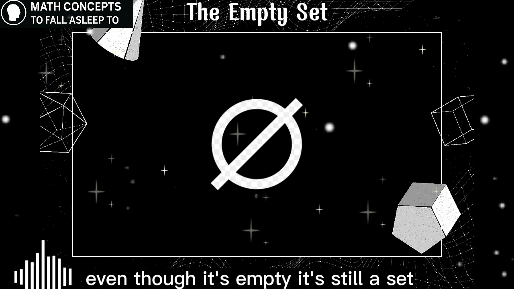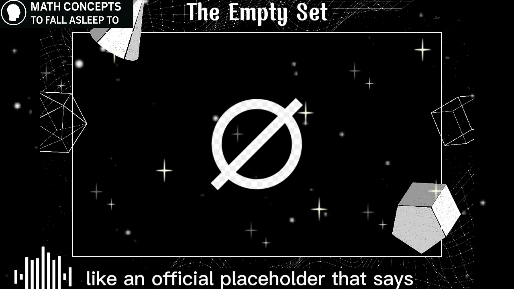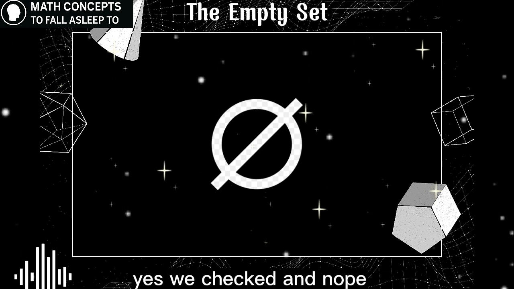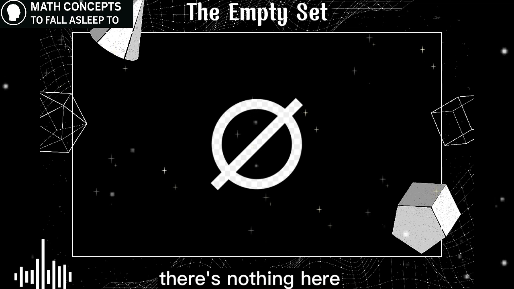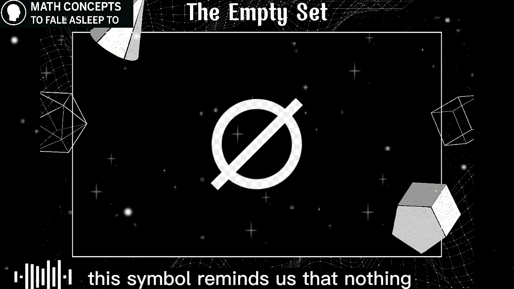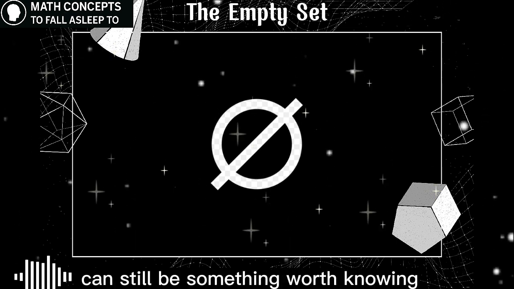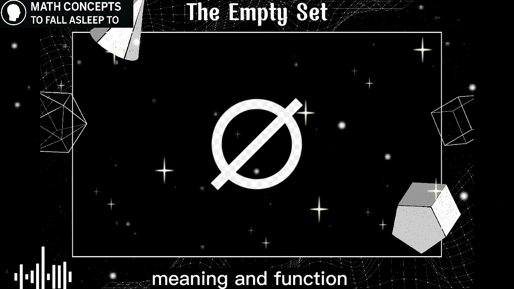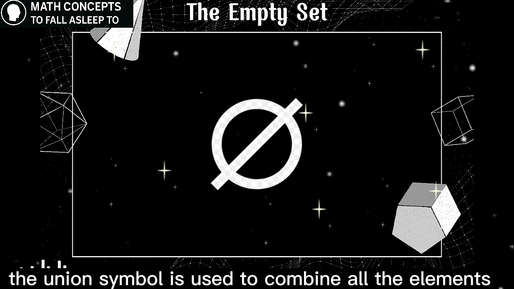Another example. Set A equals people who like dogs. Set B equals people who like cats. The union is everyone who likes dogs, cats, or both. Union is about inclusion, casting a wide net to see everything you've got when you bring groups together.